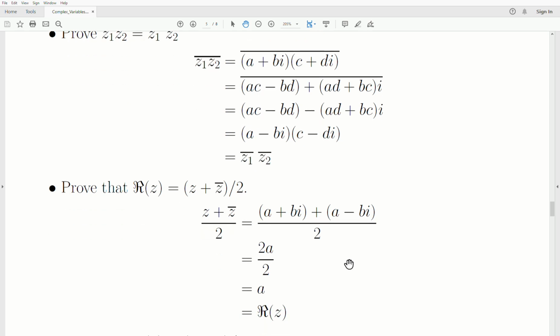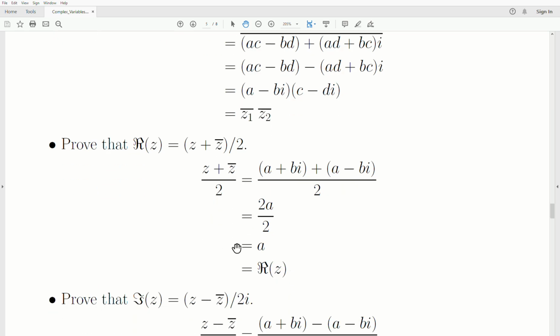Now, next, let's show how to grab the real component of a complex number by using this formula, z plus the conjugate of z divided by 2. So let's look at that. Well, we plug in what each of those are, a plus bi plus a minus bi. And then when you add complex numbers, the imaginary piece goes to 0. And we're left with 2a over 2, which is a, which is just the real component of the complex number. And that's what we wanted to show.